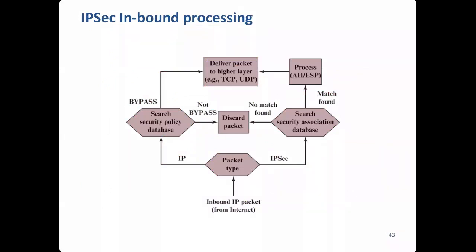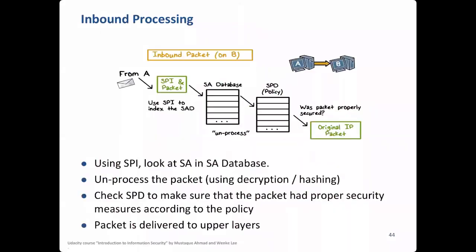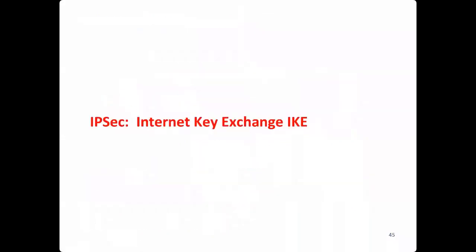Inbound packet, same process we use. An input packet comes, and we find out if it is an ordinary packet. If it's an ordinary packet, just deliver it without doing anything. And if it's an IPSec packet, then in the security association database, a match is found, process it, decrypt it, do the authentication check, and then deliver it. Very similar flow. This is what is to be done for an inbound packet.